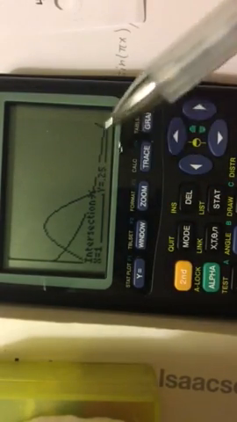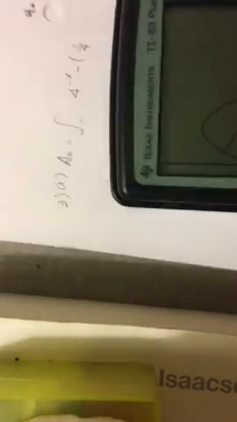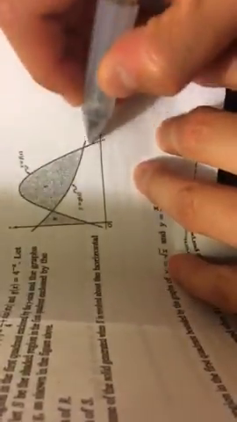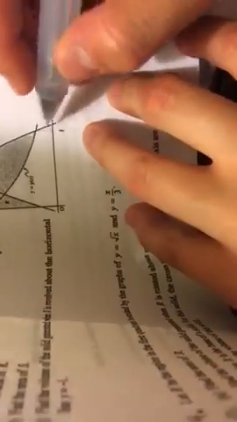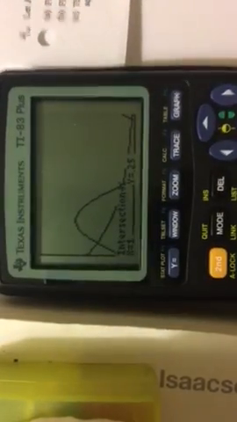So this intersect point, x is 1. That means the upper bound, no, that's not the upper bound. That's over here. We don't need that on this problem, but we can just label it to remember, to use for next.